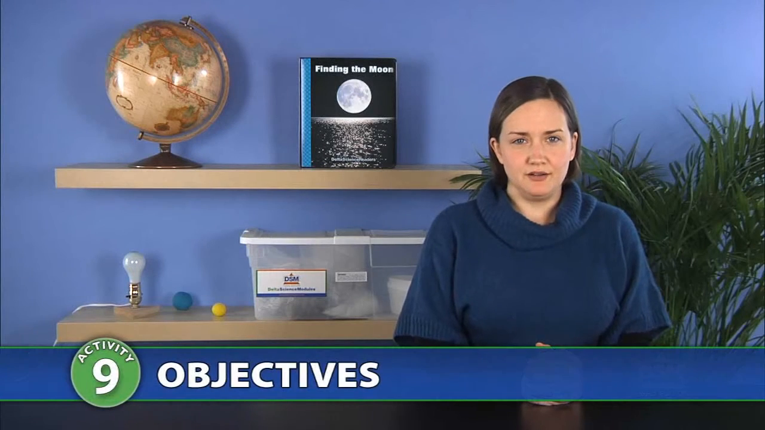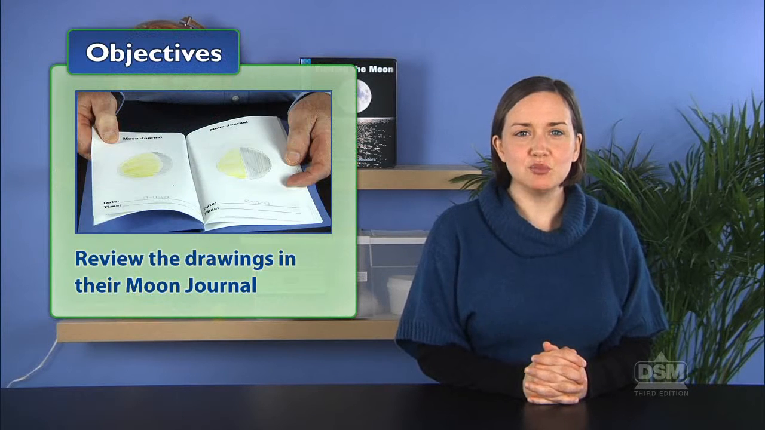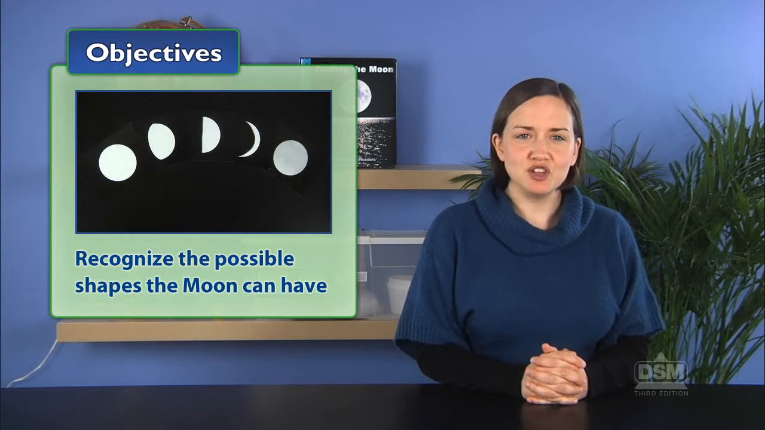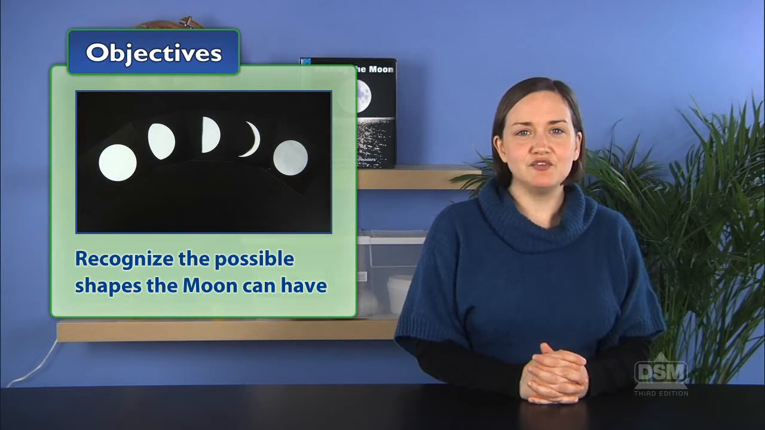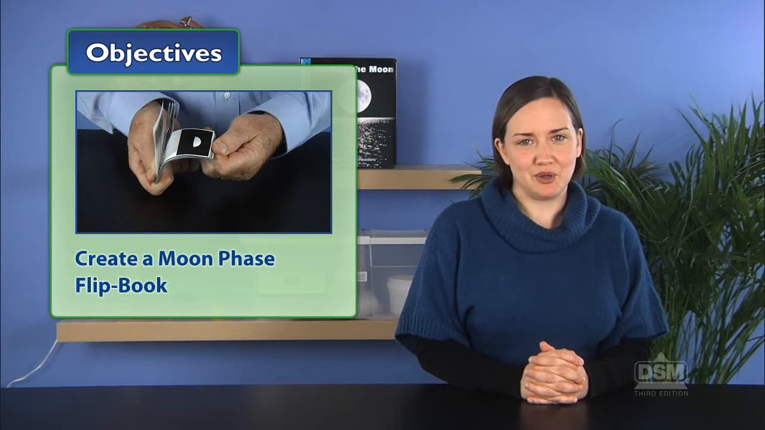In Activity 9, The Phases of the Moon, students discover that there is a regular pattern to the changes in the moon's apparent shape. Students first review the drawings in their moon journal, then recognize the possible shapes the moon can have, and finally create a moon phase flipbook.